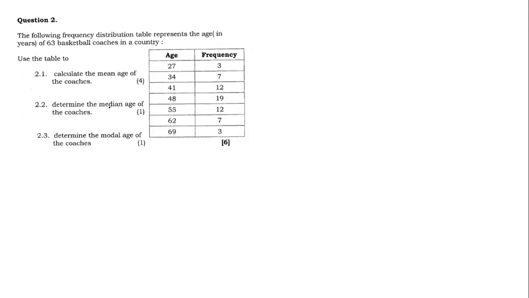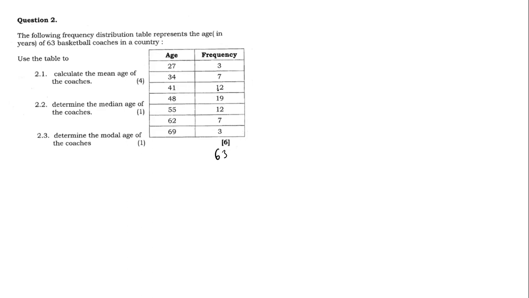All right, question number 2, it reads as follows. The following frequency distribution table represents the age in years of 63 basketball coaches in a country. So here we have the age, and here we have the frequency. When you add this frequency, it will give you a total of 63. This 63 simply means the number of basketball coaches in a certain country. There are many, and this is the age of all the basketball coaches in that country.